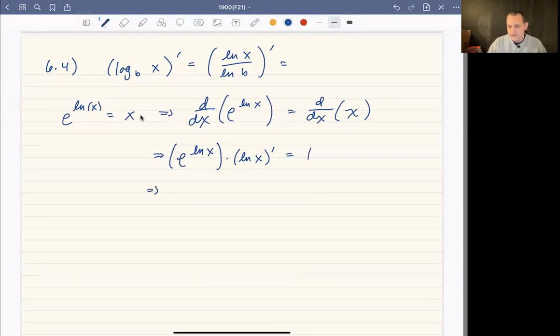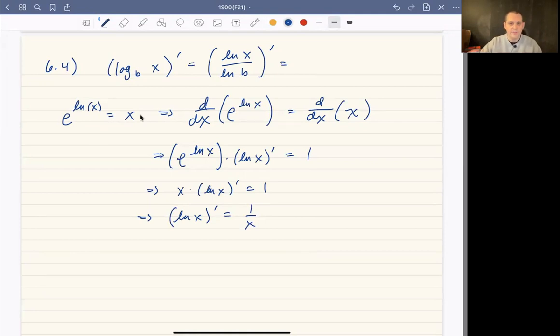This implies that e to the natural log of x is really just x, because we know that those are inverse functions, they undo each other. So this is x times the derivative of the natural log of x, which equals 1, and therefore the derivative of the natural log of x is 1 over x. Okay, and so that's the main derivative that we know.